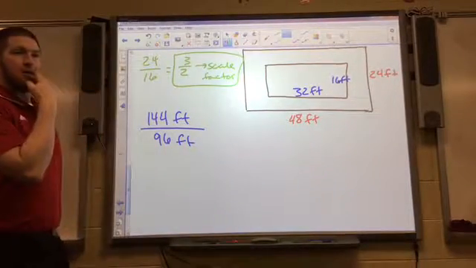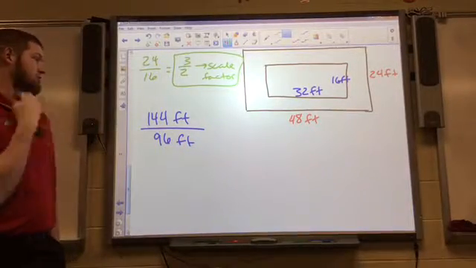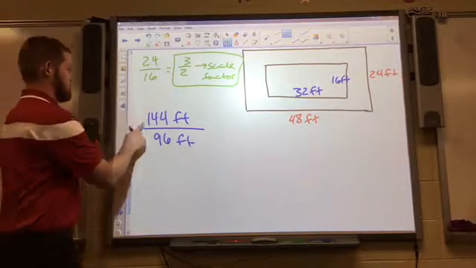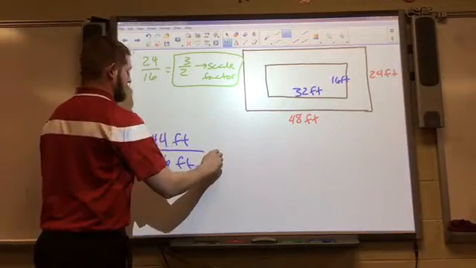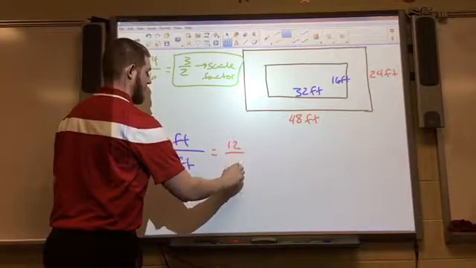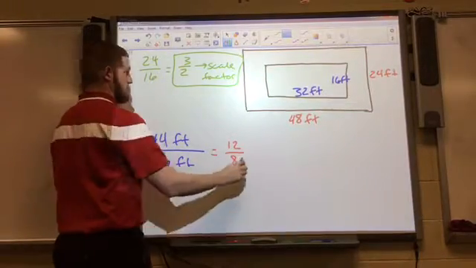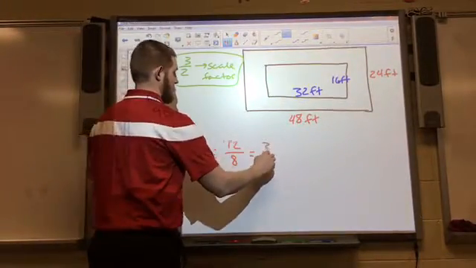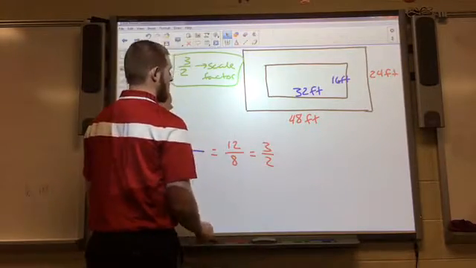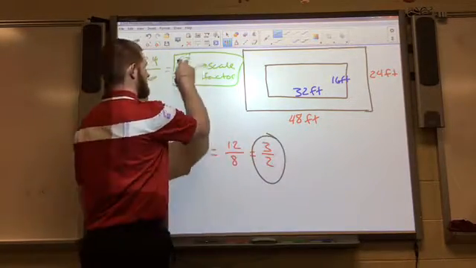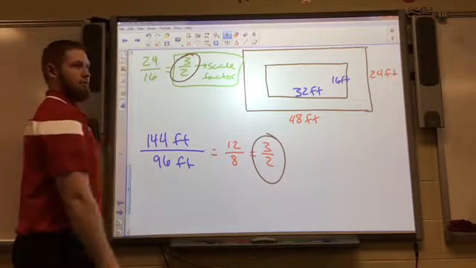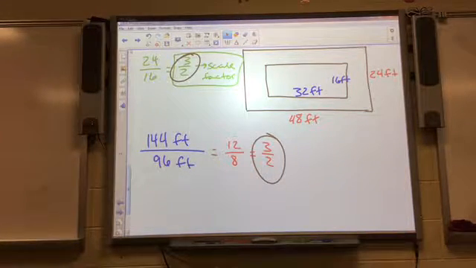But I need to do what? Reduce. What do we want to take out? A 12. So I get 12 over 8, which reduces to 3 over 2. What do you notice about those two things? They're the same thing. So if we could come up with a way to say that the ratio of the perimeters is the same as the scale factor, that would save us a lot of time, right?